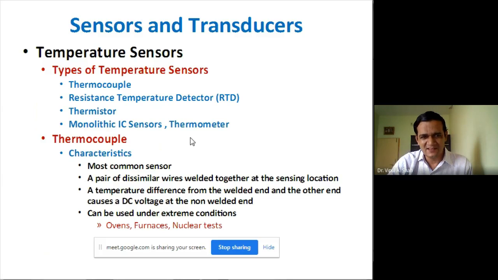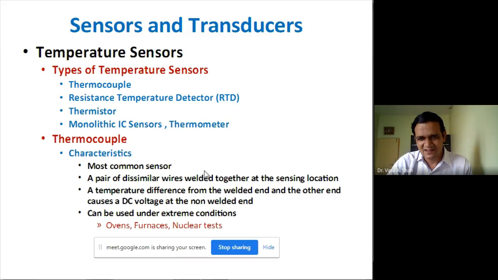We will see the thermocouple principle, its construction and its characteristics first. Then we'll see the resistance temperature detector, and then we'll see the thermistor and its application. So basically, these are the temperature sensors which are utilized in industry as well as in biomedical applications for human body temperature measurement. One of them is thermocouple. The characteristics of thermocouple are it has a pair of dissimilar wires. It is welded together at one end, which is called a sensing end or measurement end.